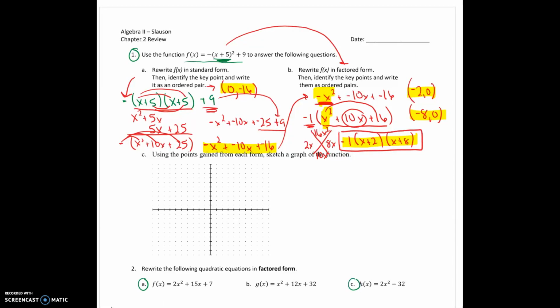So from all three forms, I've got some important points. So first, I'll start with the vertex. Going up here, the vertex is negative 5, 9. So I'm going to go over 5 and down 9. And there's negative 5, 9. I'm going to get my x-intercepts of negative 2, 0 and negative 8, 0. And even though, sorry, I just messed up. I did negative 9. Well, let me get my eraser going.